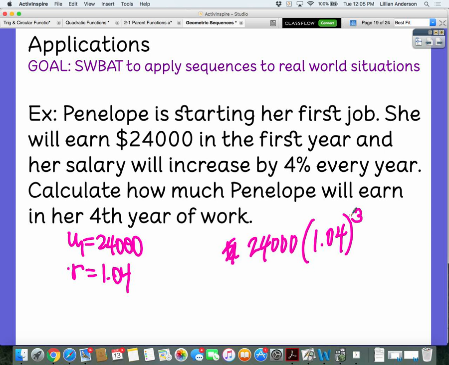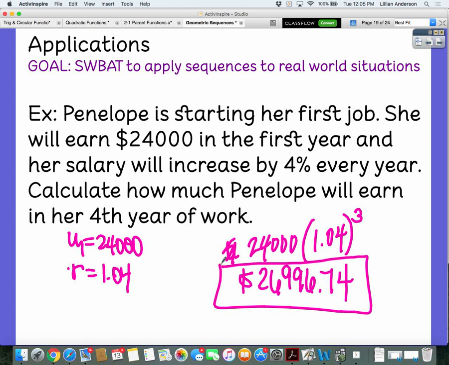And this will tell us exactly how much she'll be earning in her fourth year of work instead of going through step by step and multiplying by 0.04 every time. Somebody do that. And we are talking about money here. So how should you round? 2 decimal places, so the nearest hundredth. Yes. 26,996. And this is in dollars. So that's how much she's going to be making in her fourth year of work.